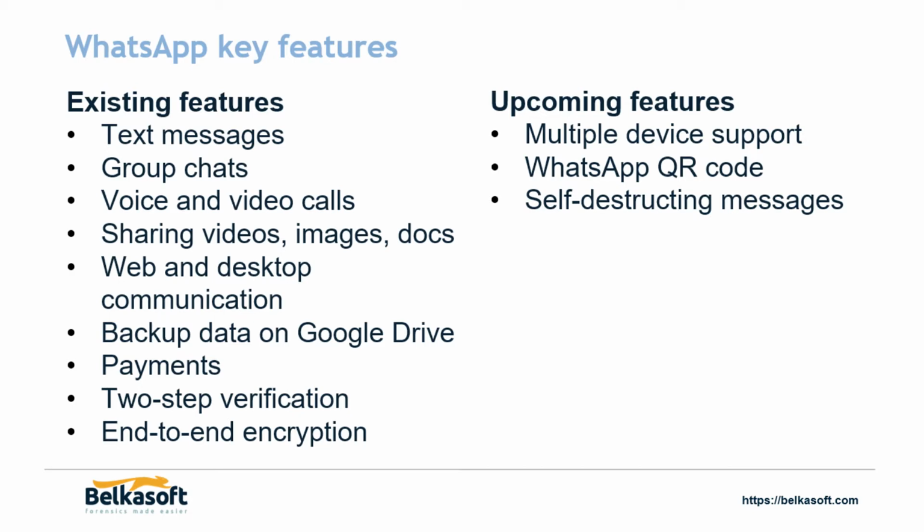WhatsApp is evolving all the time, and the upcoming features which can be of importance for digital investigators include multiple device support, when a user will be able to launch an app on several devices simultaneously, WhatsApp QR code, with which users will add contacts by scanning QR code, self-destructing messages, the functionality similar to what Telegram and Signal apps offer.